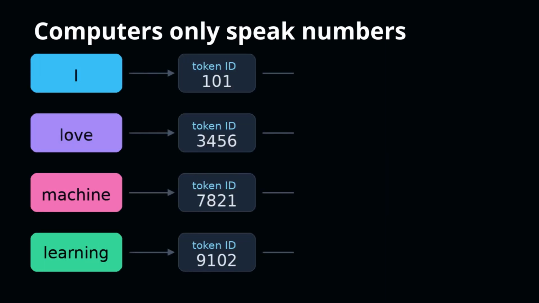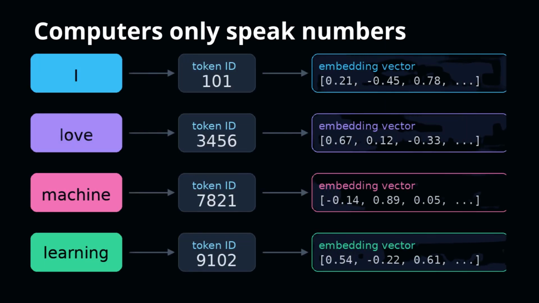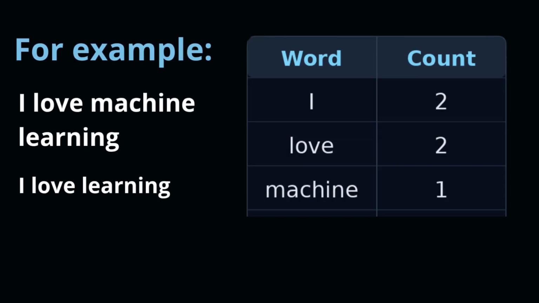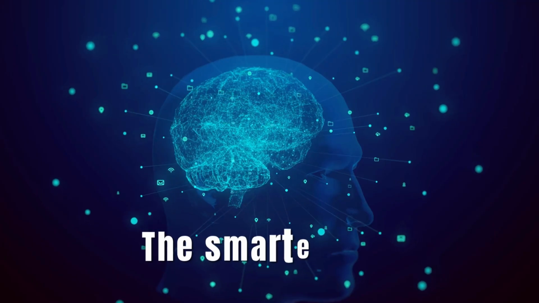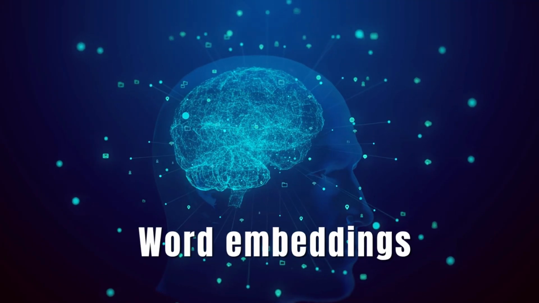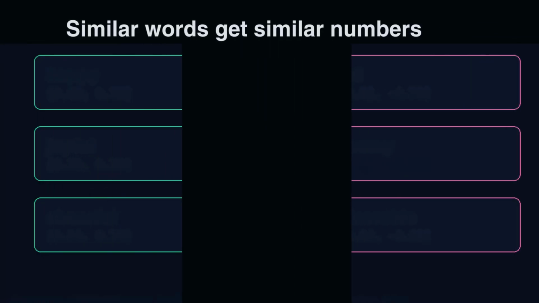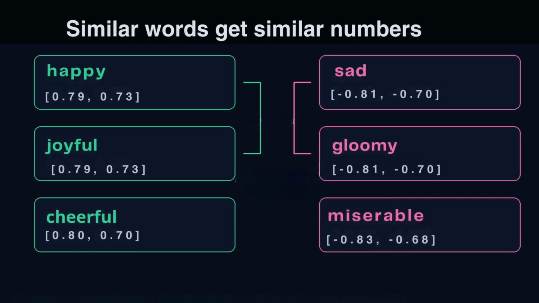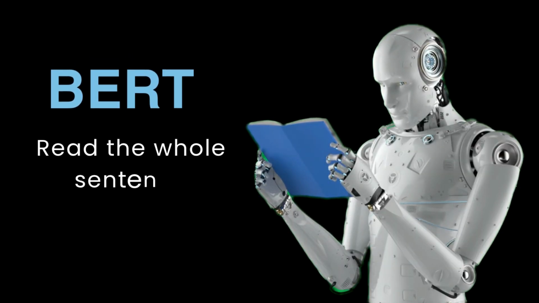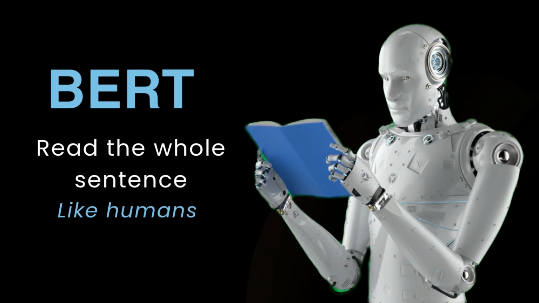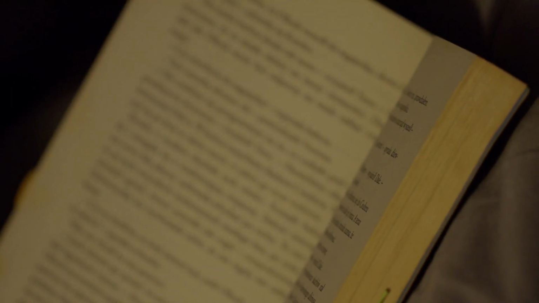Now, once we have those pieces, we need to turn them into numbers, because again, computers only speak numbers. The simplest way? Just count how many times each word appears. This is called bag of words. Old school, but it still works for many tasks. The smarter way is using something called word embeddings, where words that mean similar things get similar numbers. So happy and joyful would be mathematically close to each other. And the smartest way right now, models like BERT, which actually read the whole sentence before deciding what a word means, just like how we as humans understand words based on their context.